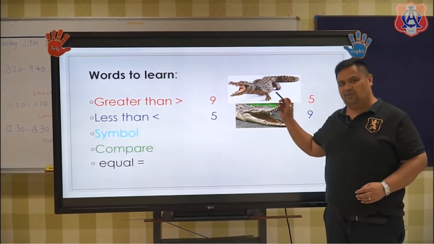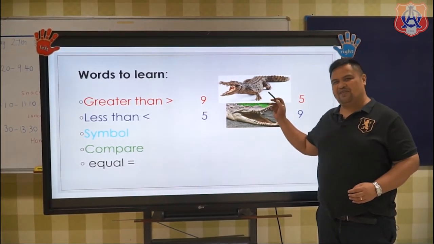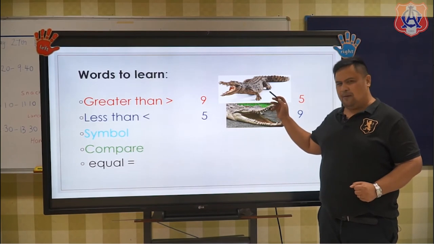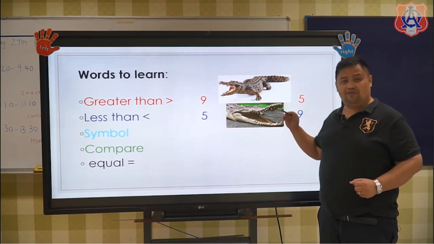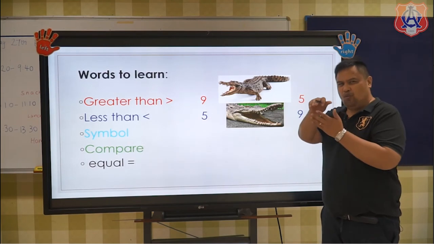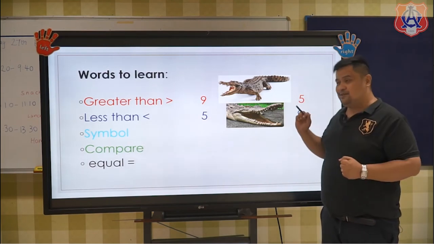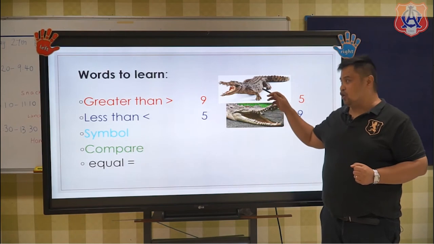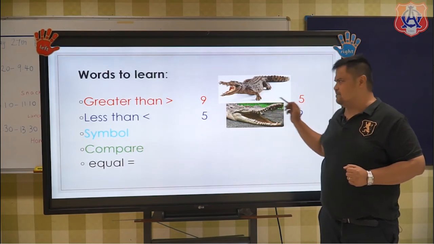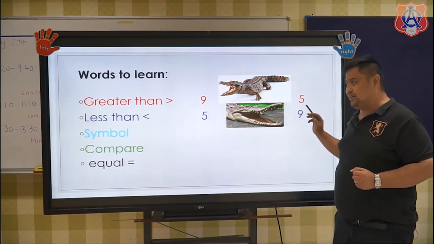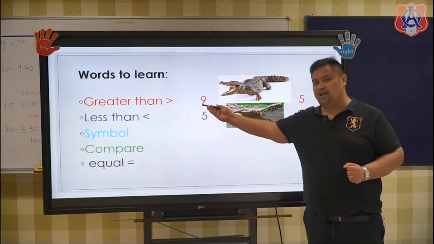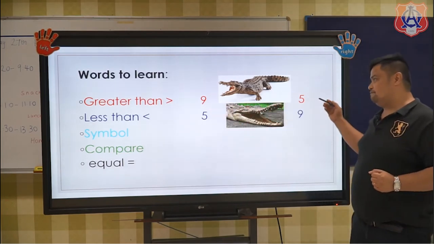Now, I'd like you to see this picture because we are going to learn something from this. What is this animal, by the way? That is correct. That is a crocodile. A big crocodile, for that matter. Can you see the mouth of the crocodile? It's open wide. And the big mouth of the crocodile will eat a certain number, as you can see in this illustration. We have number 9 and number 5.